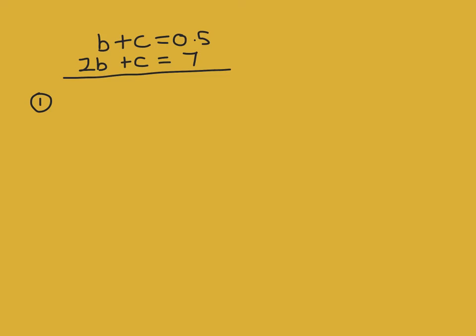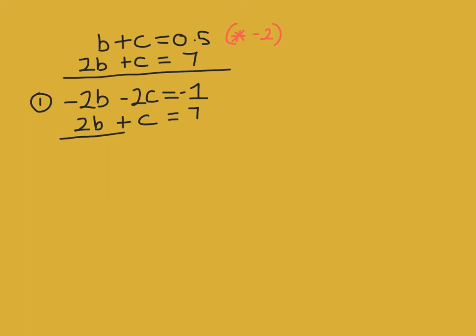So again, all I'm going to do here is multiply this top line by -2. And so I'm just going to rewrite that out. I get -2b. -2 by plus c gives me -2c. Equals -2 by 0.5 gives me 1. -1, sorry. -2 by 0.5 gives me -1. And then my second line stays the same. So 2b plus c equals 7.